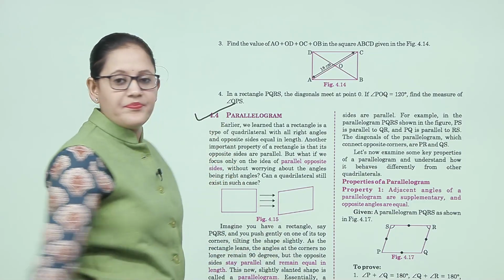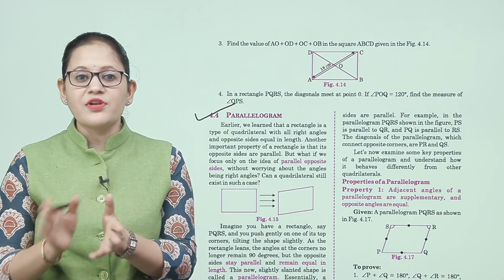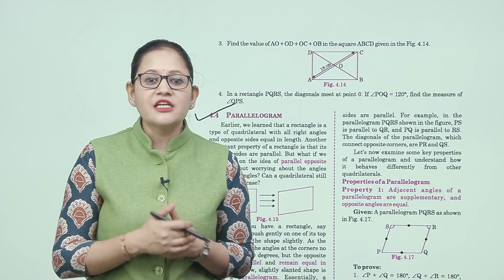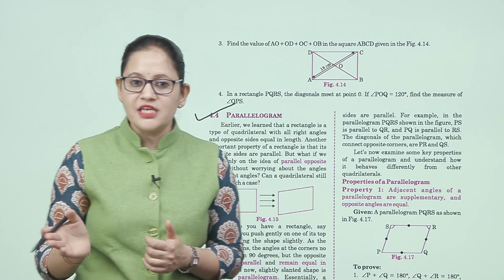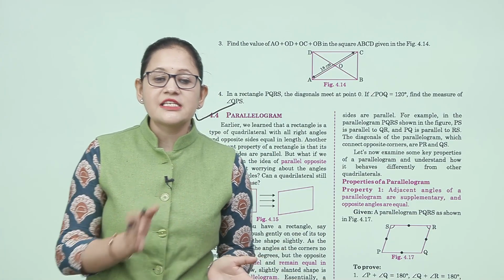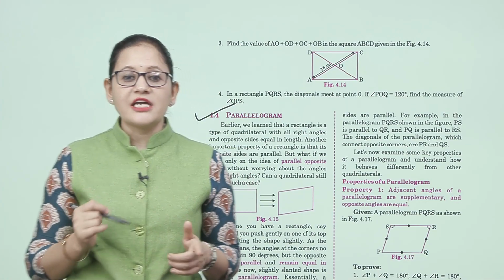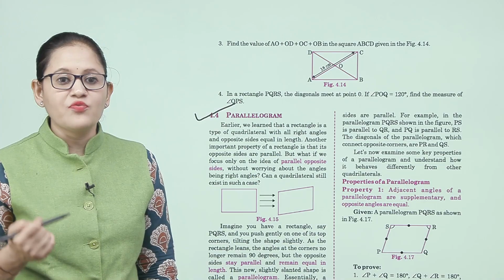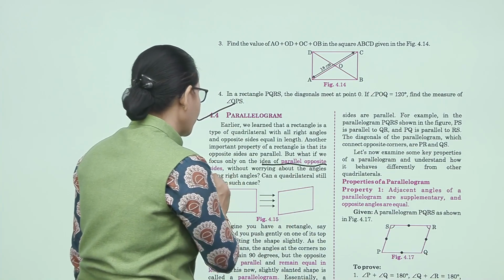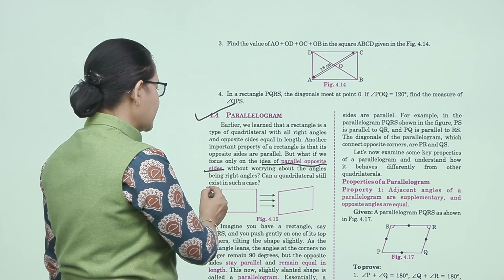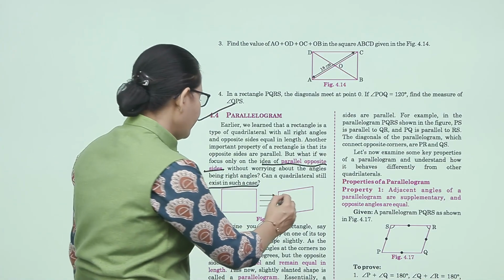Next is parallelogram. So we have learned about the rectangle, we have learned about the square, all the properties. Now we'll learn about the parallelogram. Earlier we learned that the rectangle is a type of quadrilateral with all right angles and opposite sides equal in length. Another important property of the rectangle is that its opposite sides are parallel. But what if we focus only on the idea of parallel opposite sides without worrying about the angles being right angles? So here we are talking only about parallel opposite sides. Can the quadrilateral still exist in such a case? So here a figure is given, figure 4.15.